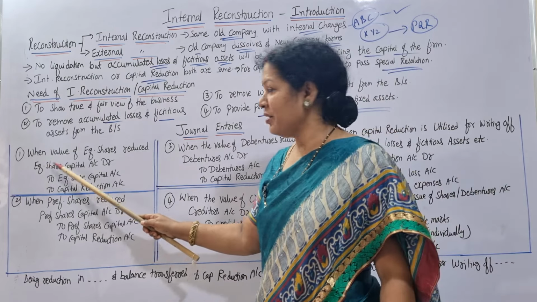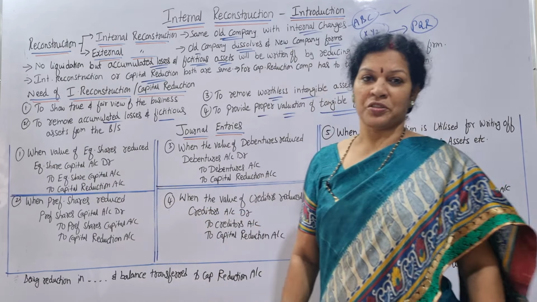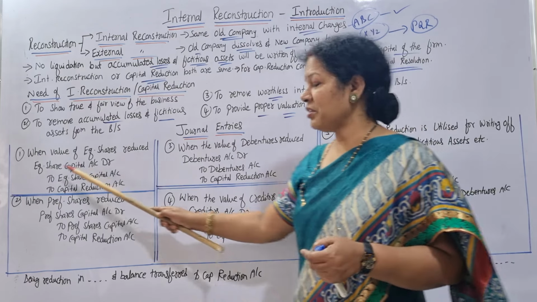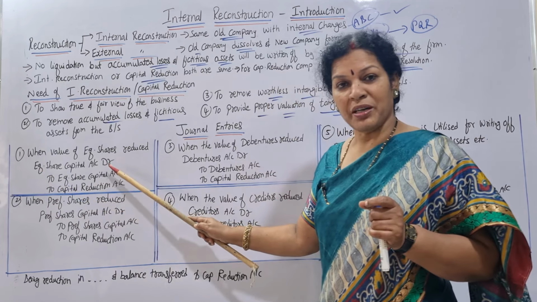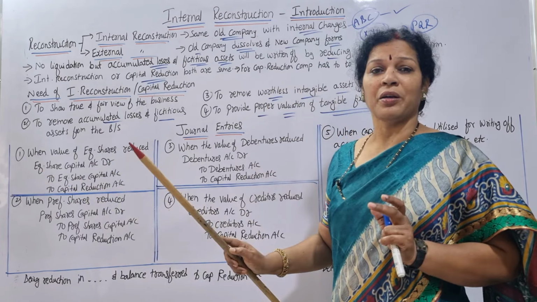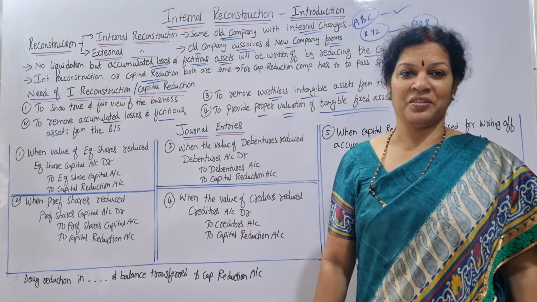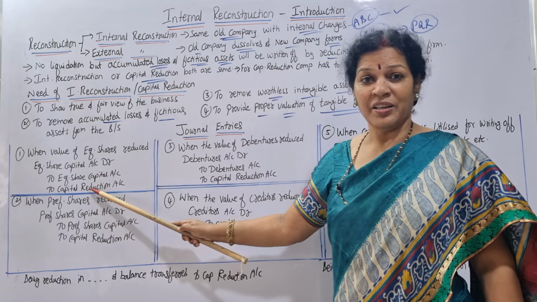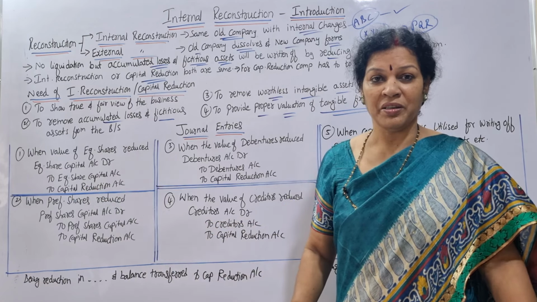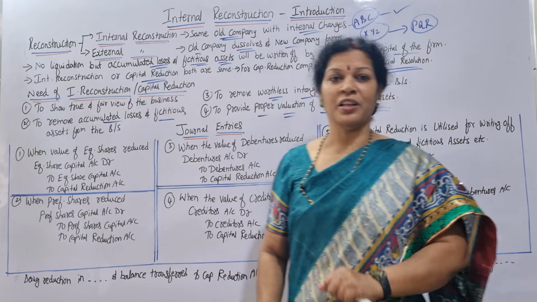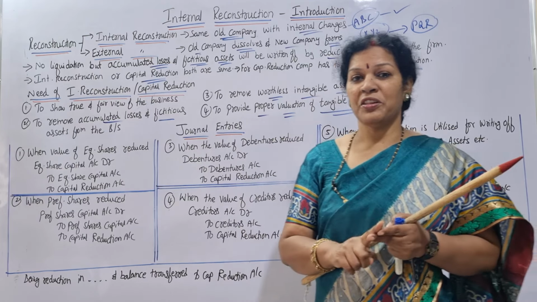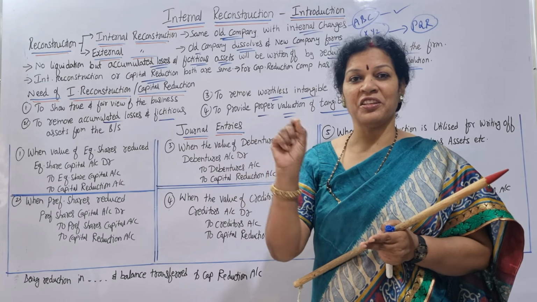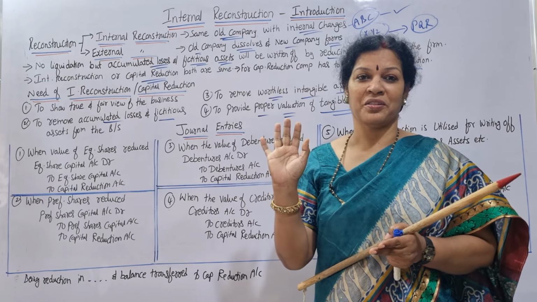First journal entry is here. When the value of equity shares is reduced, when we wanted to reduce equity shares, the entry is equity share capital account debit to capital reduction account. Both the sides equity share capital is there. Downside, capital reduction account we are saying. Very easy to remember. When equity share capital is reduced, the entry is equity share capital account debit, to capital reduction account.